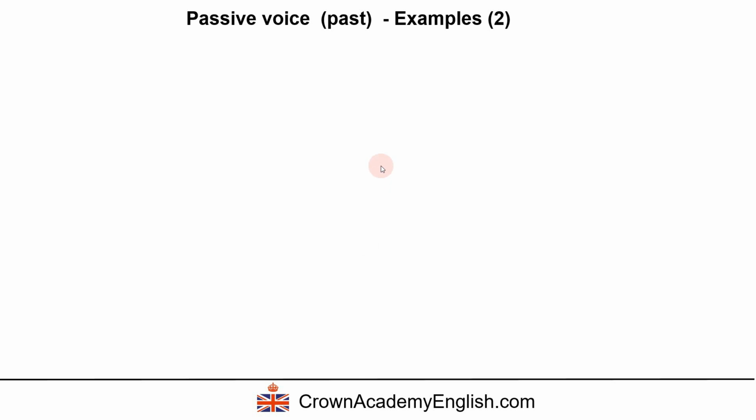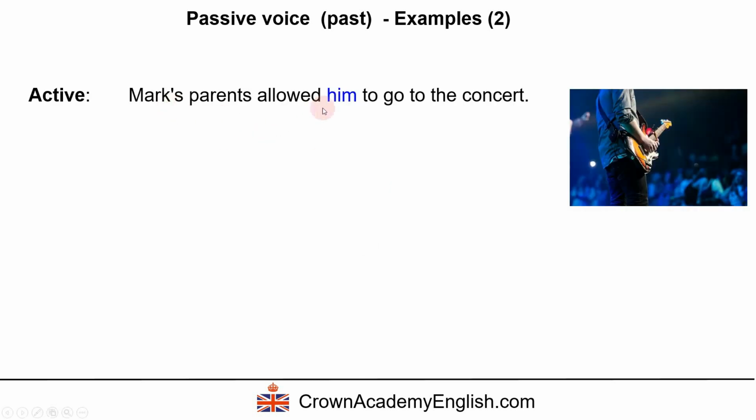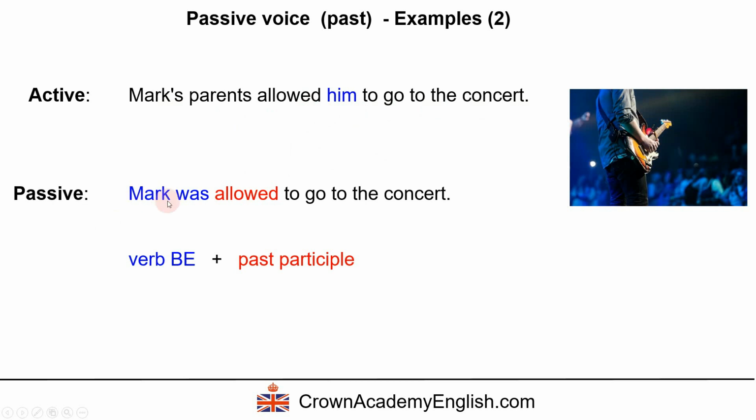And another example. Mark's parents allowed him to go to the concert. So we have the past simple tense. And in the passive, this becomes: Mark was allowed to go to the concert. So "him" is the object of "allowed," and it is the third person singular masculine. And "him" is referring to Mark.